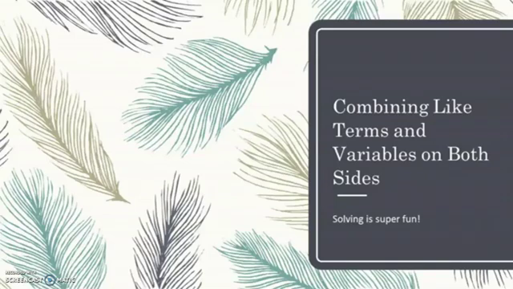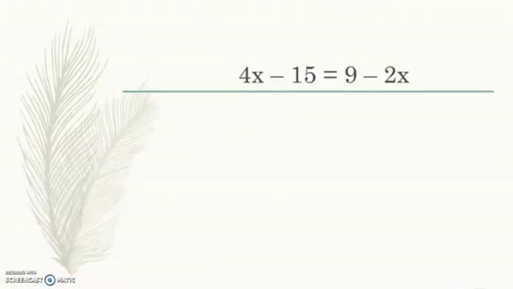So we've done solving with variables on both sides, and now we're going to add combining like terms on top of that. So we're going to combine like terms and solve variables on both sides. So make sure you put your title on your notes. The first thing we're going to do is just a review from the last time, just with variables on both sides. So I'm going to grab a color, and let's go ahead and solve this.